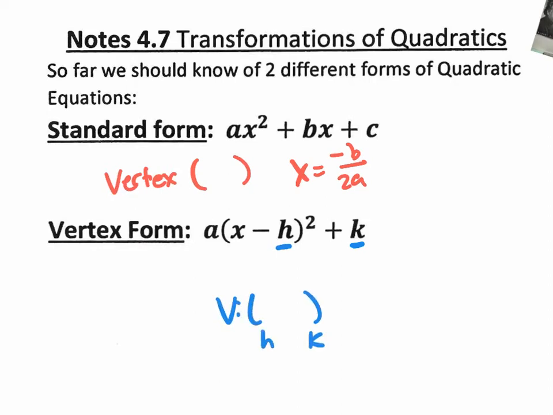So if I asked you which quadratic formula would you rather have, in standard form if I asked you to graph, or vertex form if I asked you to graph? What would you prefer? Vertex, hands down. Right? Vertex form is way better. Why? Because you could clearly see your h and your k. You already know your vertex. Okay. How about this?